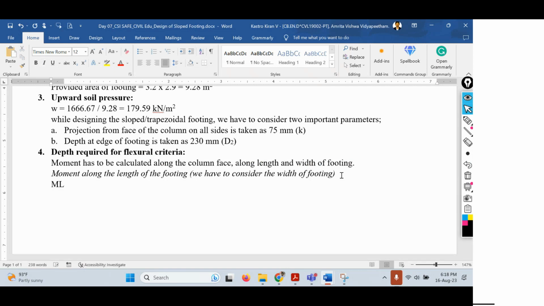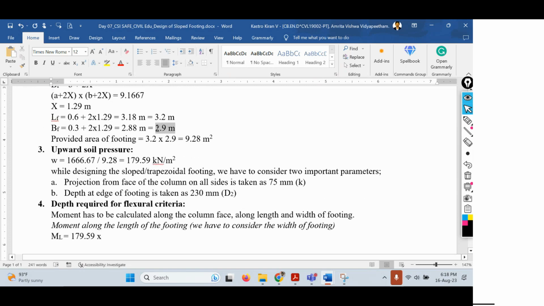So I'll call it ML, that is the moment along the length of the footing, which equals the upward soil pressure, that is 179.59, into the width of the footing. What is the width of the footing? The width of the footing is 2.9 meters. So into 2.9 meters, multiplied by, we need to have one calculation here.